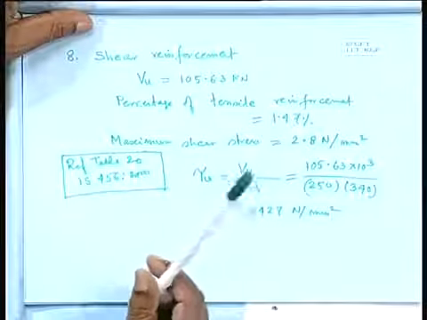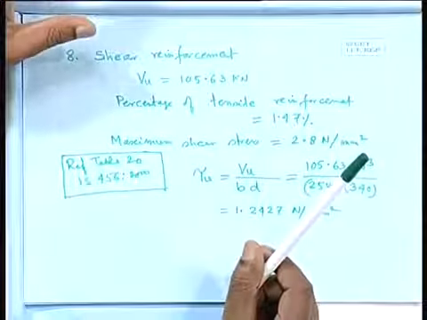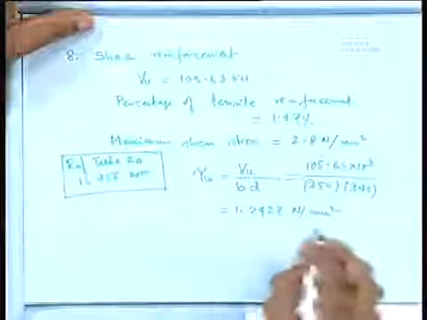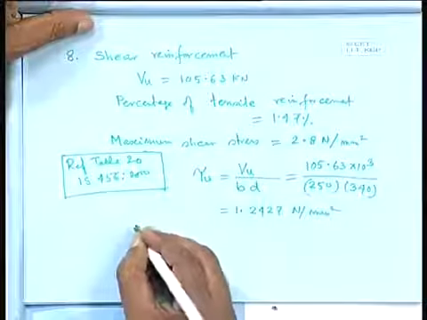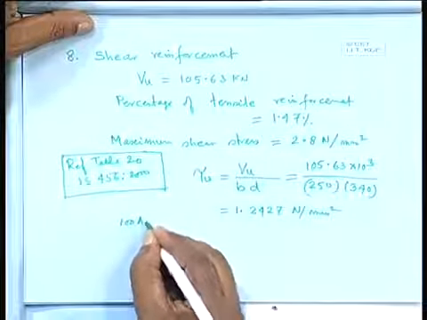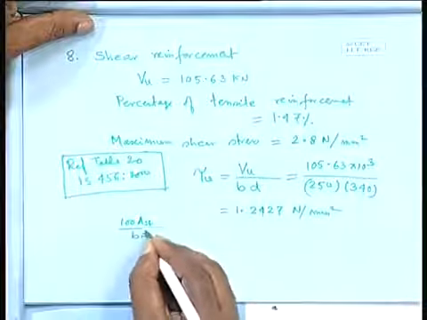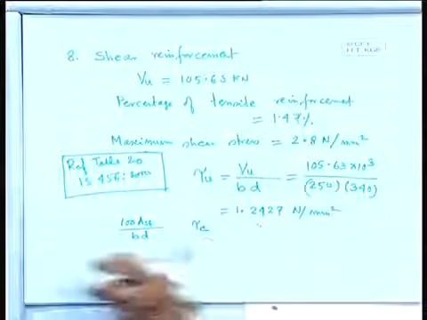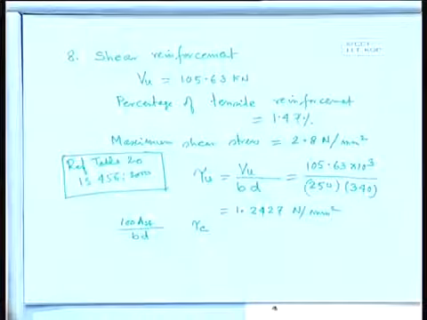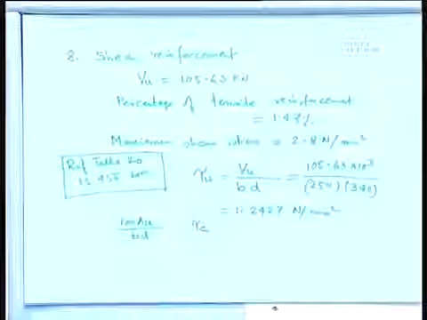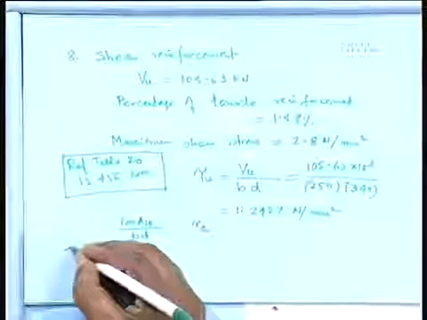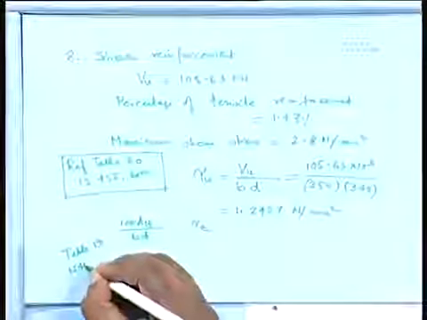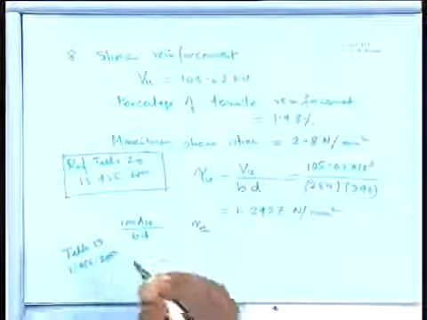Now, what about whether we need shear reinforcement? That we have to find out. We can get it from 100 Ast by bd, and we have tau c, and that we shall get in Table 19 IS 456. So, let us write down Table 19 IS 456 2000.